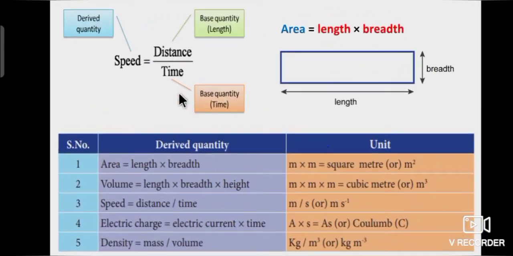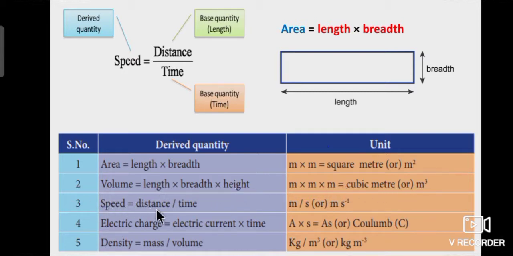Then, derived quantities are derived from fundamental quantities by multiplication and division. See the example. Dividing base quantities such as distance and time gives the speed. Like that, multiplying length and breadth gives the area. So the unit of area is meter square. Then volume is equal to length into breadth into height. Then the unit of volume is cubic meter.